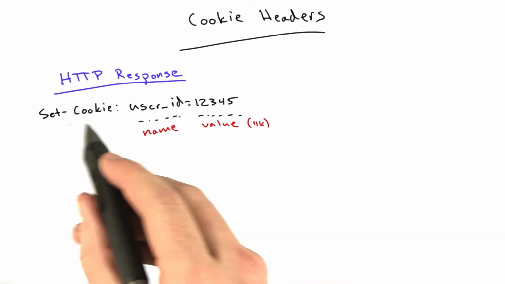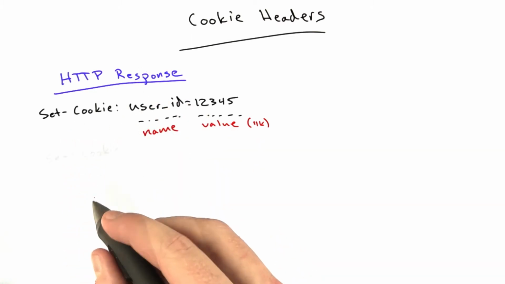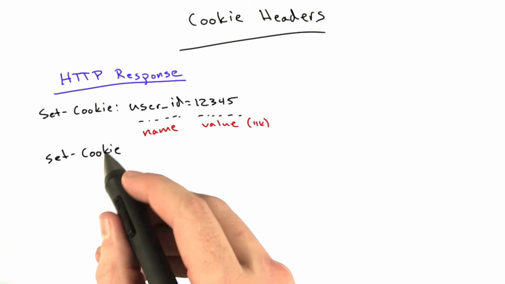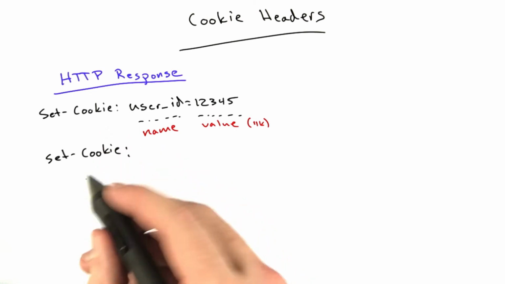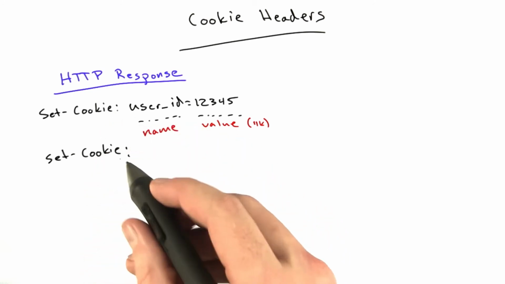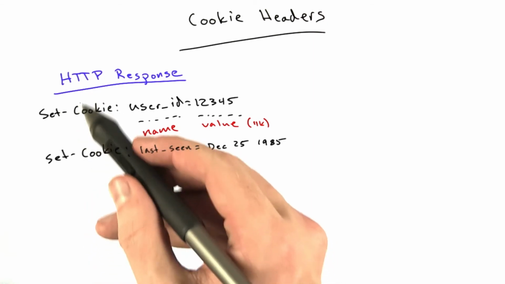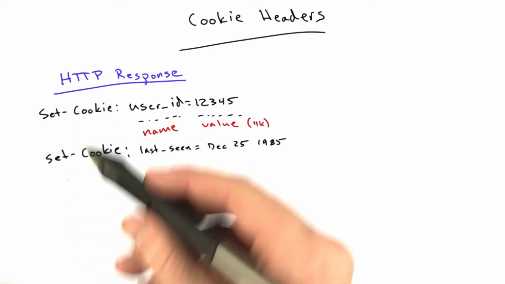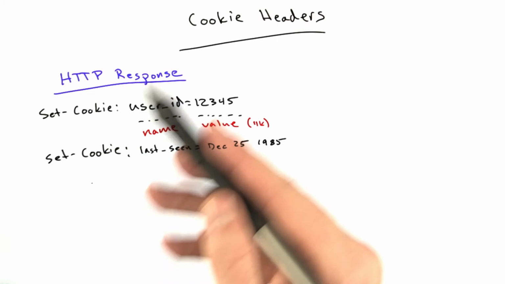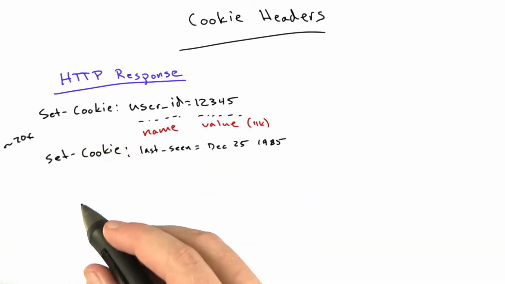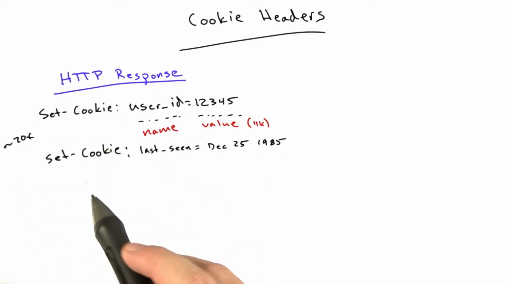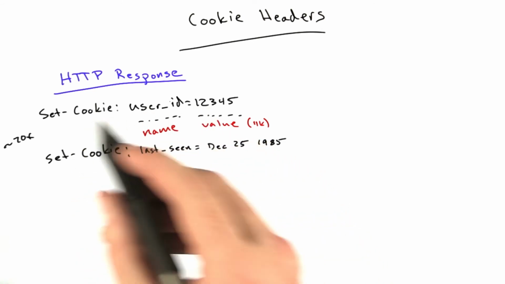If the server wants to send multiple cookies, it can do so by using multiple set-cookie headers. There's no restriction that says headers have to be unique. A server can send as many cookies as it wants. It's up to the browser to decide whether or not to store them. Remember, I said about 20 is the max, so try to keep it under there. Now, this is in the response.